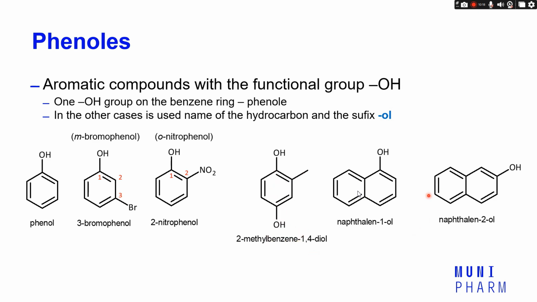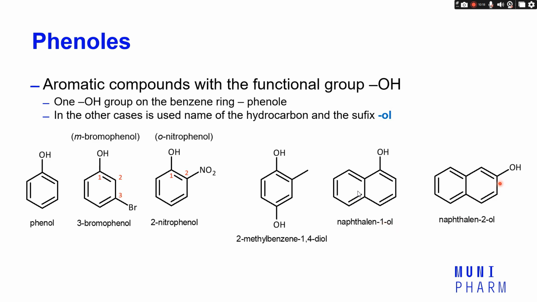The next two examples are naphthalene with a hydroxy group. The difference is the position of the hydroxy group, and this position is numbered by the locant 1. It means that this, this, this, and this position can be numbered as 1. Also, these carbons can be numbered as 1. It means it is naphthalen-1-ol.